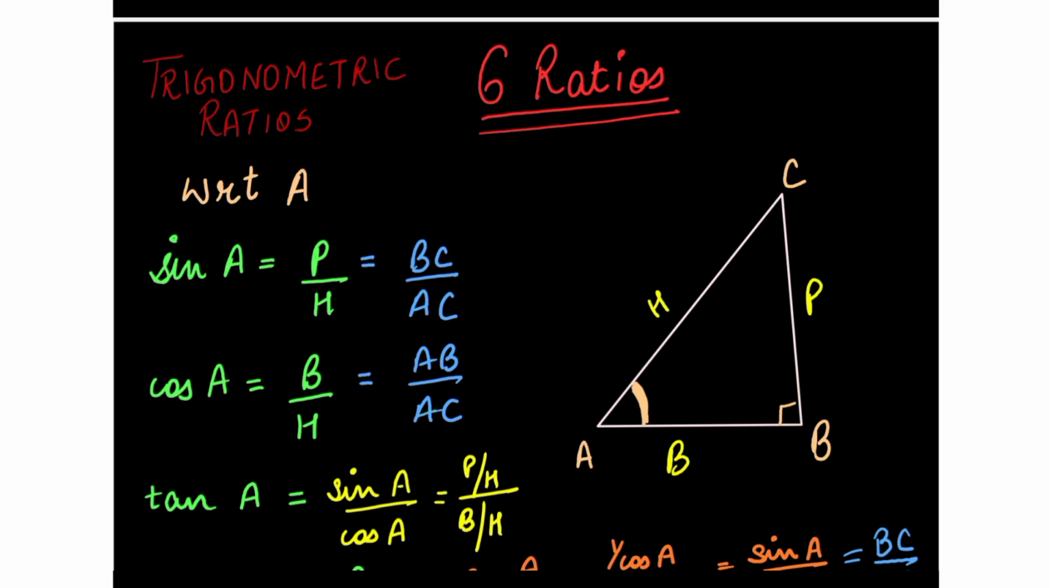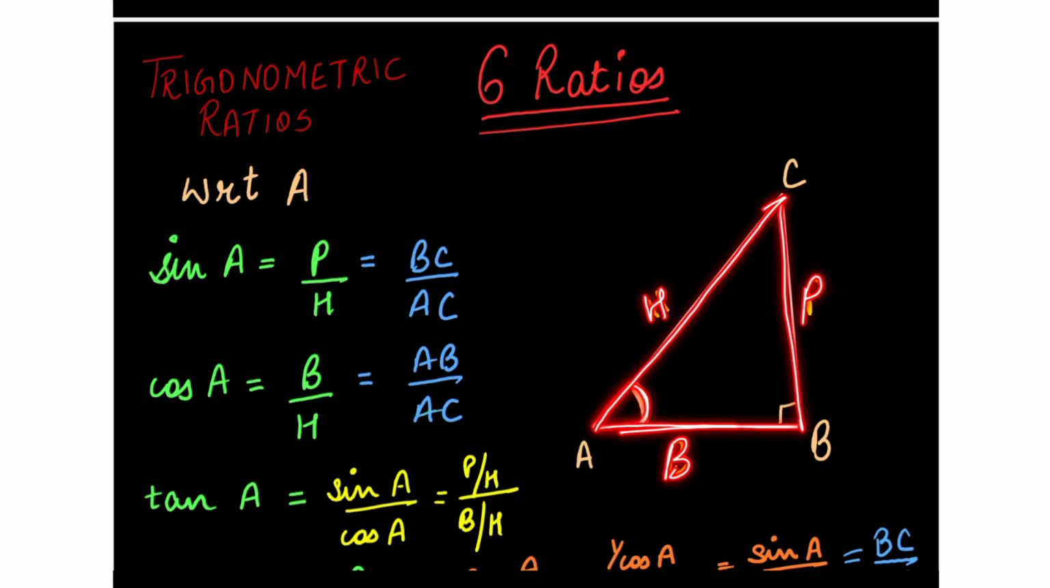Trigonometric ratios. There are 6 trigonometric ratios and we will be studying them in a right angle triangle ABC, which is right angled at B, and we will be studying these ratios with respect to angle A. So, with respect to angle A, AB is the base, BC is the perpendicular, and AC is the hypotenuse.